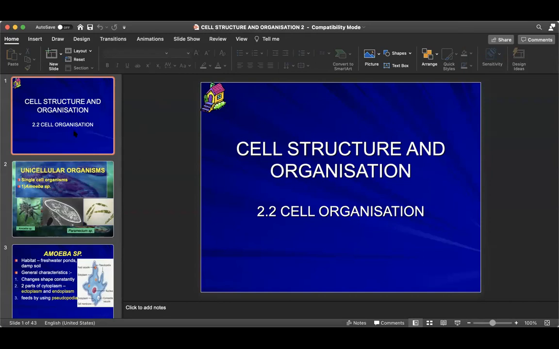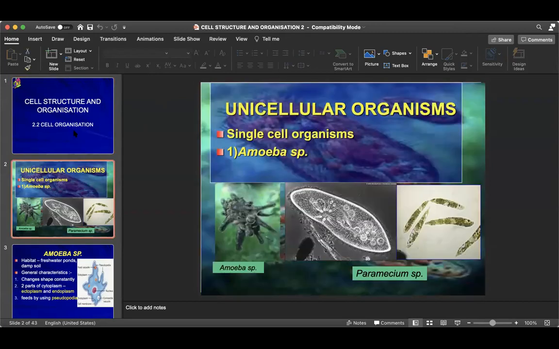Okay, guys. So for the first one, we are going to study about unicellular organisms. There are two examples of unicellular organisms you should know. The first one is amoeba, so it will look like this. And the next one is paramecium, so it will look like this. Let me make it larger.